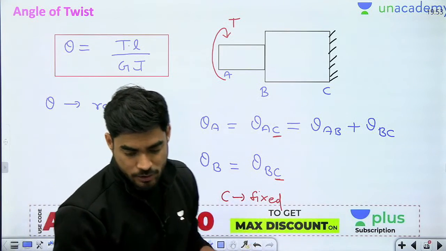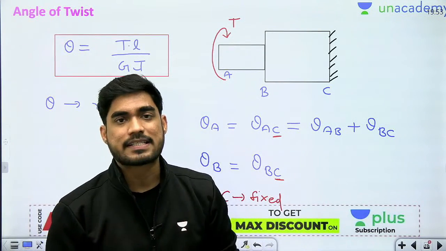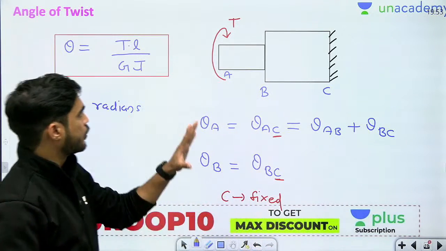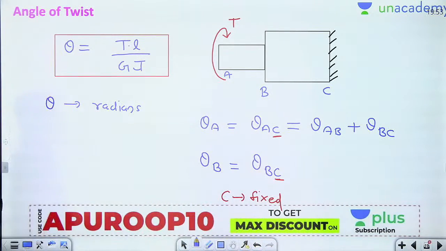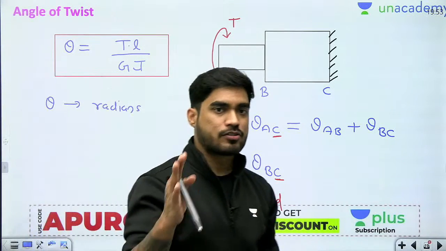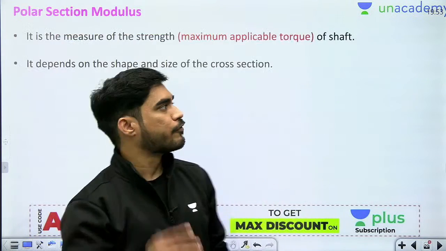Beta, I am telling you this because they will ask you in the exam, what is the angle of twist of A, what is the angle of twist of B. Okay, so do you understand the concept of angle of twist? Now you need to remember a few more things. When it comes to torsion, you need to remember a few more formulas.